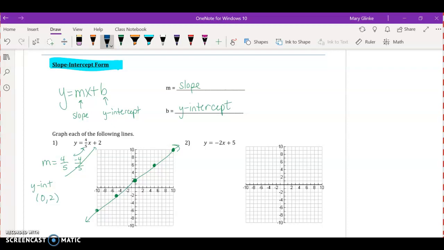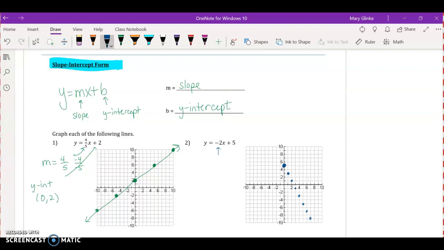So for the next one here, y equals negative 2x plus 5. My y-intercept is 5, so I'm going to go 0, comma 5. My slope here is negative, which means it's supposed to go down from left to right. So I'm going to go down 2, right 1, down 2, right 1. And I'm going to keep extending those points as far as I can on my graph.